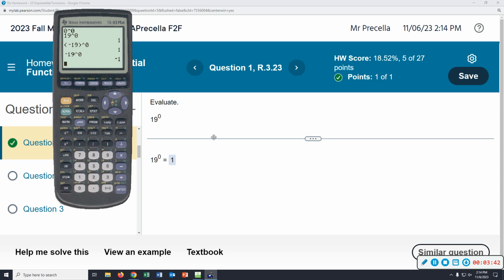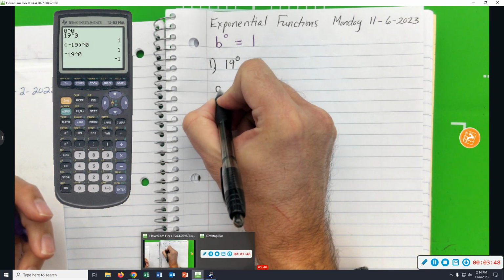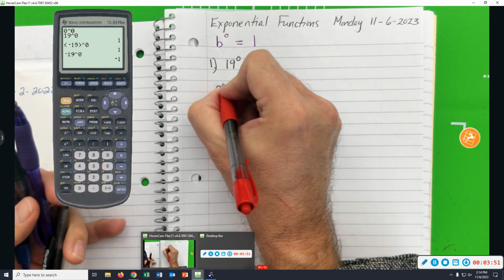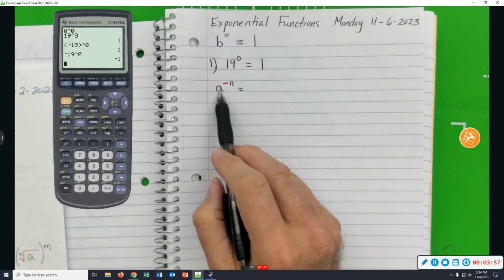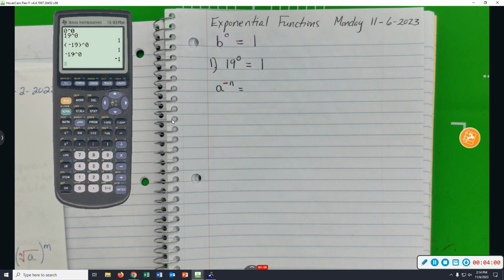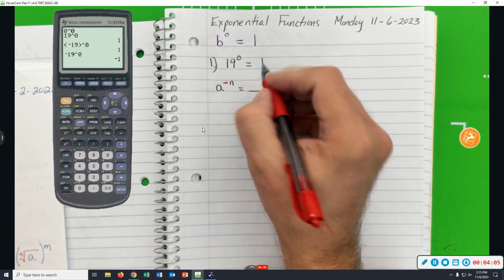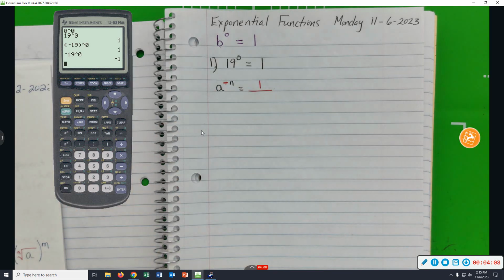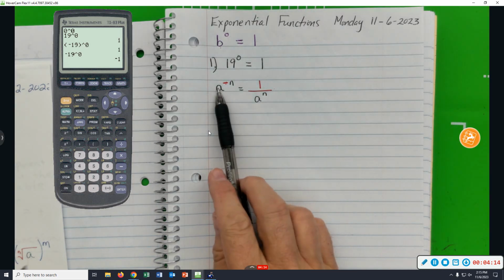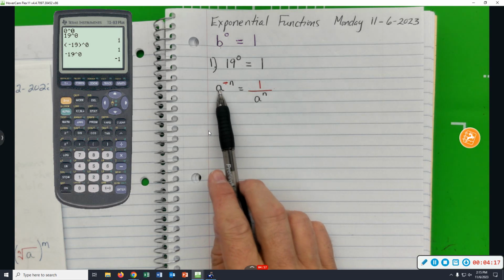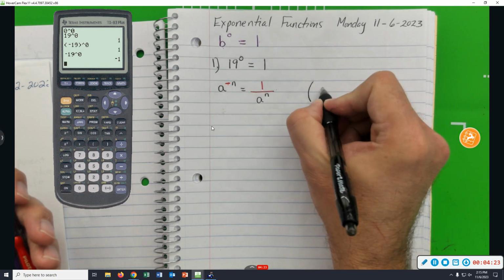Now let's state a couple of rules defining what we mean by a negative exponent. A to the negative n power. If you have a number raised to a negative exponent, that doesn't mean it's a negative number. What it means is that a negative exponent means 1 over a to the n. And that's the definition of a negative exponent when you have an integer as the base or a whole number. There's another definition for a fraction.